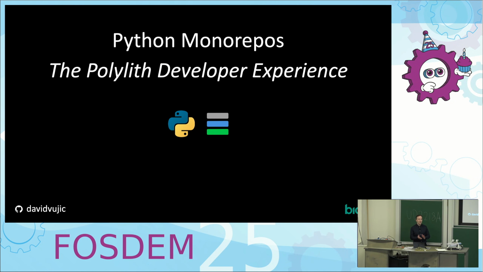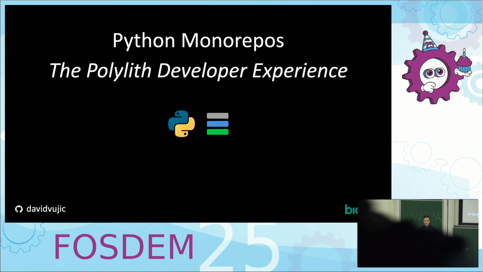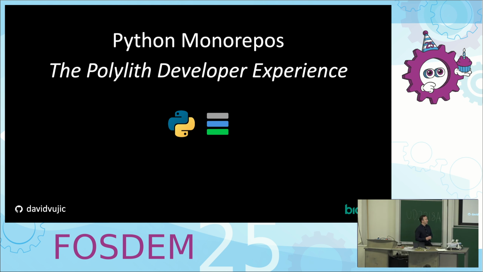Okay, welcome to this session about Python monorepos and the Polylith developer experience. My name is David Wujic. I'm a developer and I live and work in Stockholm, Sweden. I work as a developer at a consultancy called Polylith. I'm mostly into Python, today 100% Python, but I've also worked with functional programming, Clojure, and a lot of Node.js, and for many years in the Microsoft space, .NET and C# and stuff like that. But today it's all in Python.